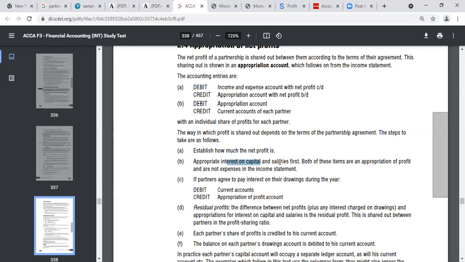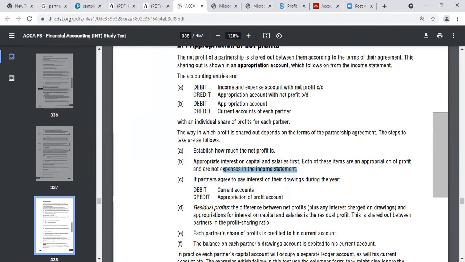We are saying that these items should be in the appropriation of profit account, and they should never appear in the income statement. These items should never appear in the income statement. So when you're doing a question on partnership, yours is to distinguish what will appear in the appropriation account and what will appear within your income statement.